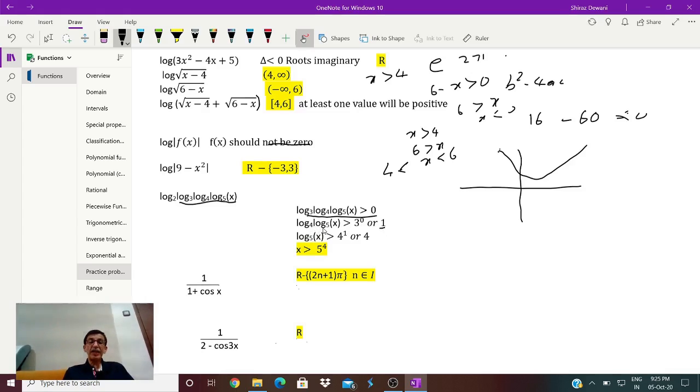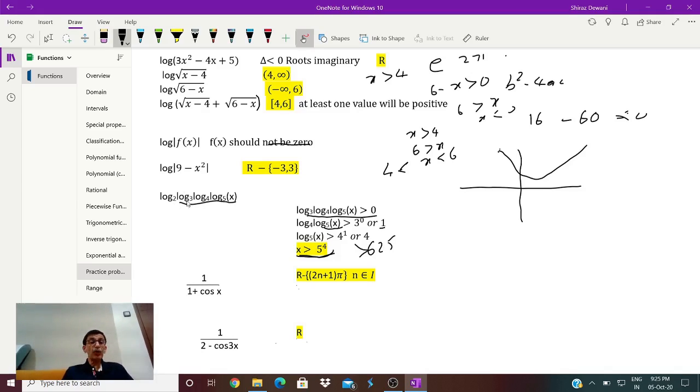Now again similarly, you can write this as 4 raised to 1. So this value, log to the base 5 of x, should be more than 4 raised to 1, or 4. And that means that x has to be more than 5 raised to the power 4. So the domain should be such that x is more than 5 raised to the power 4. 5 squared is 25, so 5 raised to 4 will become 625. So x has to be more than 625, otherwise the function will not be defined.